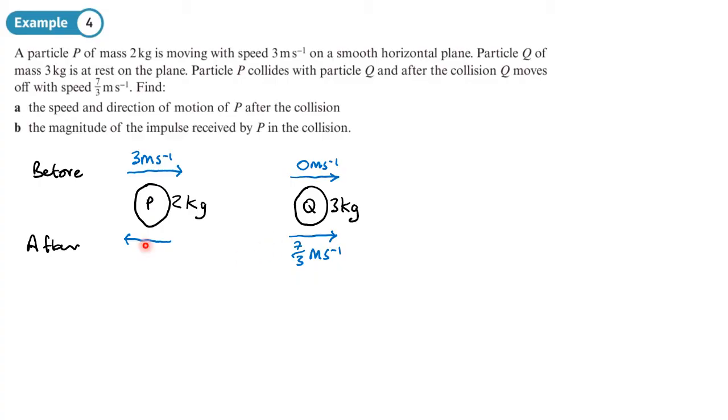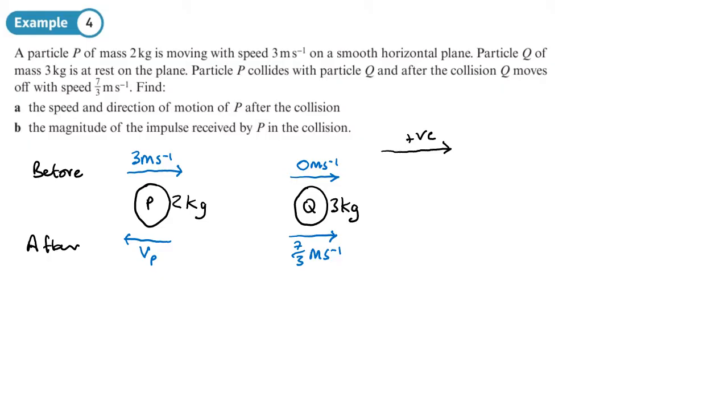So we need to look at the sign of our answer, which also means we need to decide which direction we're taking as positive. So let's call this the velocity of P. And in my working, I will take this direction as positive. It doesn't really matter. You may decide to take the other direction as positive, but I'm just taking that direction as positive.